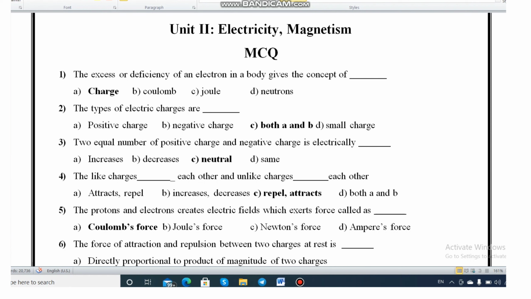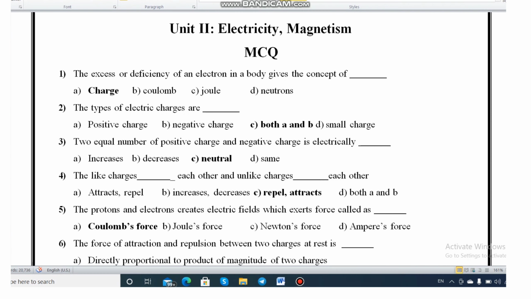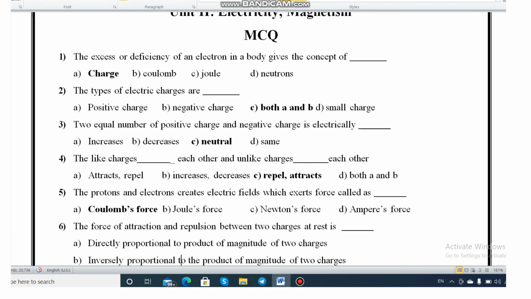An equal number of positive charges and negative charges is electrically neutral. Then, like charges dash each other and unlike charges dash each other. Like charges repel each other and unlike charges attract each other. The protons and electrons create an electric field which exerts a force called Coulomb's force.